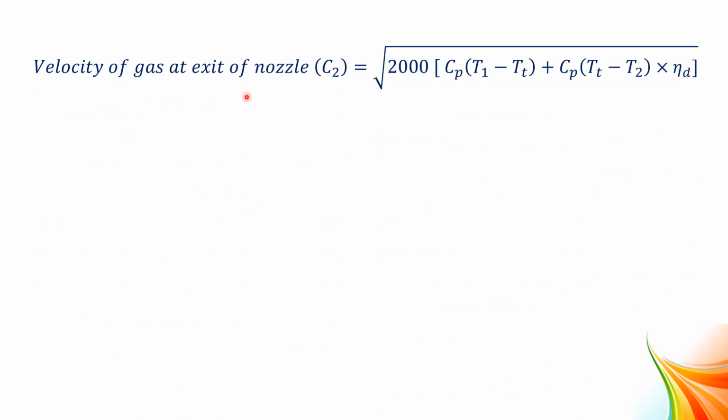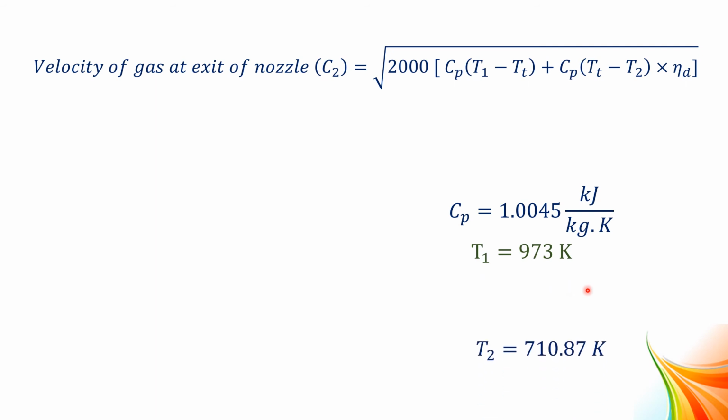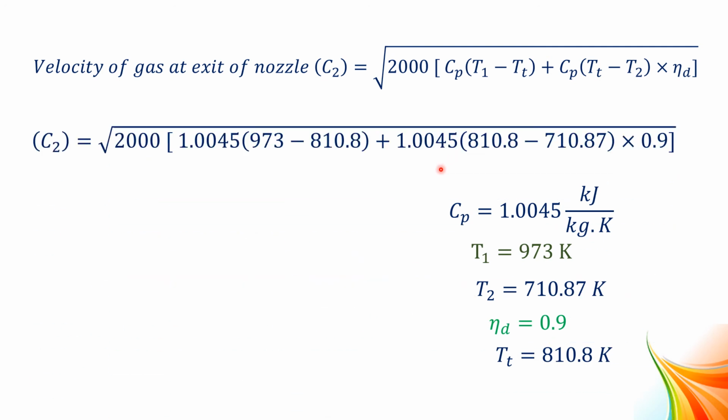Now velocity of gas at the exit of the nozzle C2 equals square root of 2000 into Cp into (T1 minus Tt) plus Cp into (Tt minus T2) into eta d. So we know Cp equals 1.0045 kilojoule per kilogram Kelvin, T1 equals 973 Kelvin, T2 equals 710.87 Kelvin, and nozzle efficiency in the divergent part eta d equals 0.9. Now substituting these values in this equation, we get C2 equal to 711.71 meters per second.